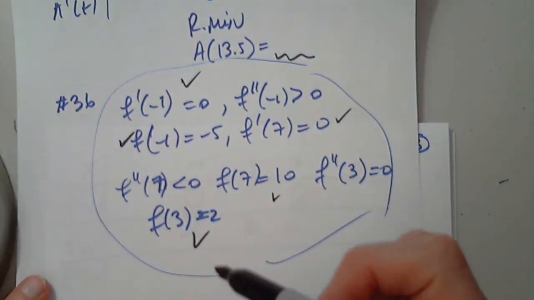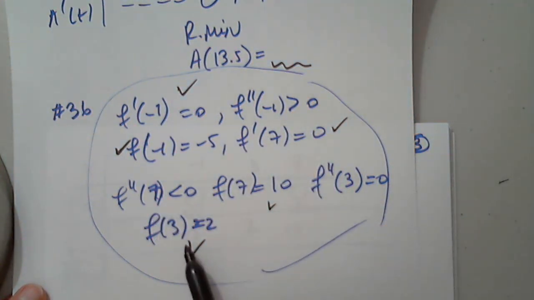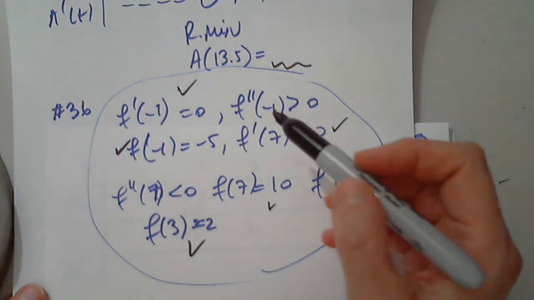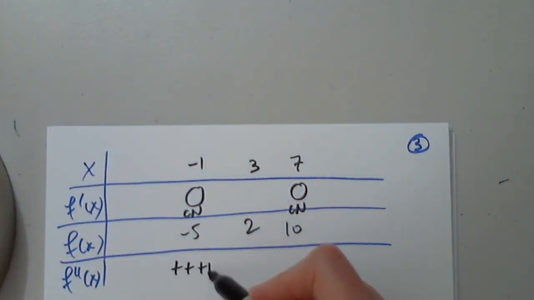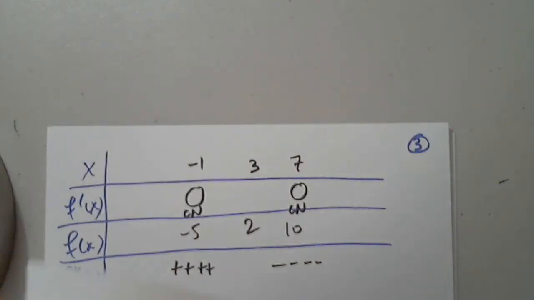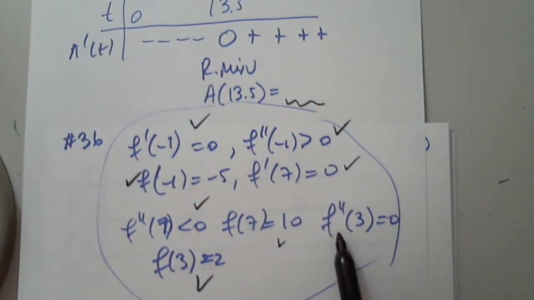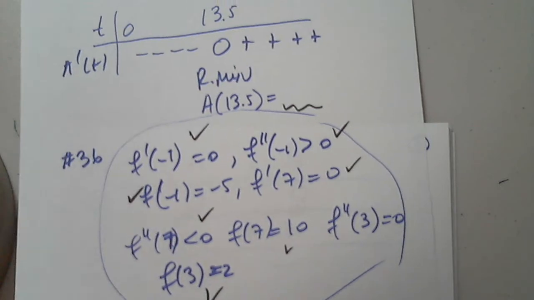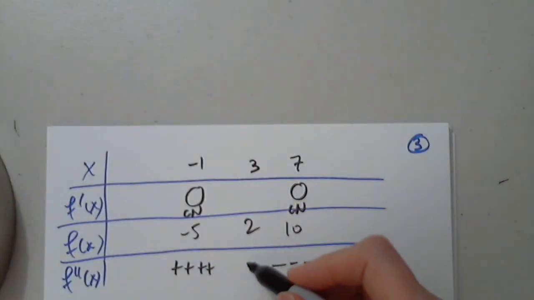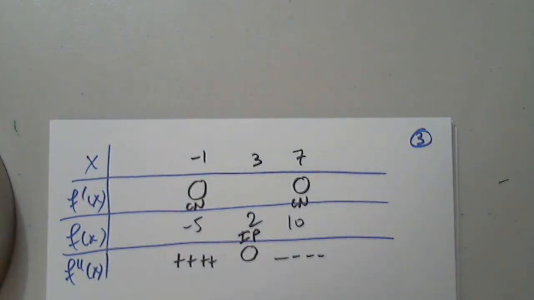So now the remainder are all about the second derivative. Okay, the second derivative of -1 is positive. So this is done. Second derivative at 7 is negative. This is done. And I also have the second derivative at 3 is 0, which appears to be an inflection point.